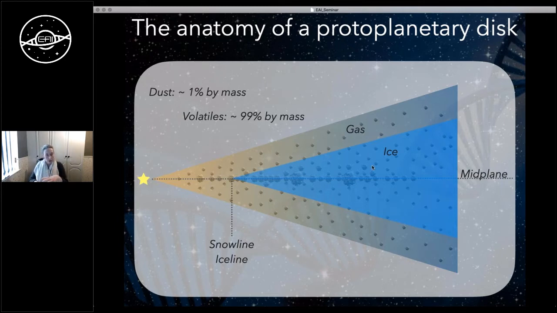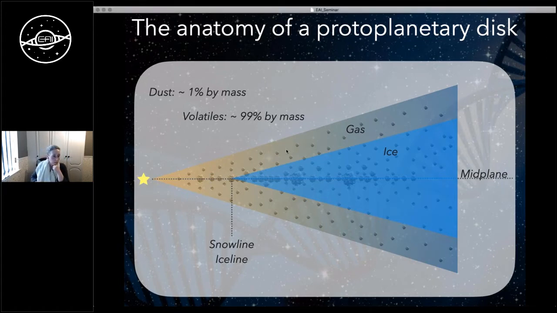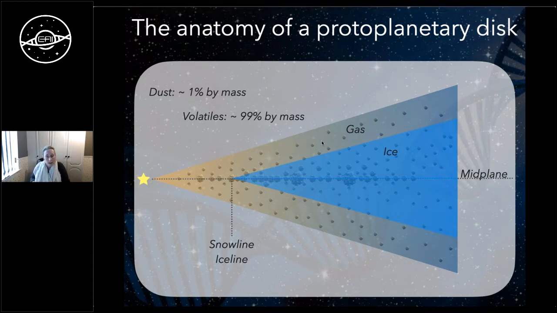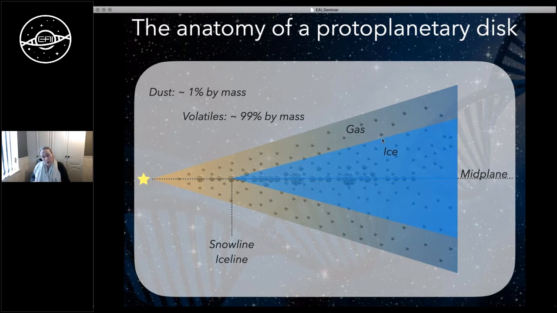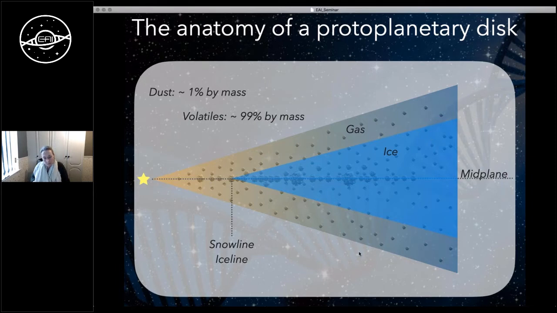But these disks are not geometrically thin objects. They have some vertical extent as well. And that's driven by heating from the central star that heats the gas, and the gas sits in hydrostatic equilibrium. So it's not just that you have this reservoir of ice sitting in the midplane, you also have an ice reservoir kind of in the upper regions of what we call the disk atmosphere as well.